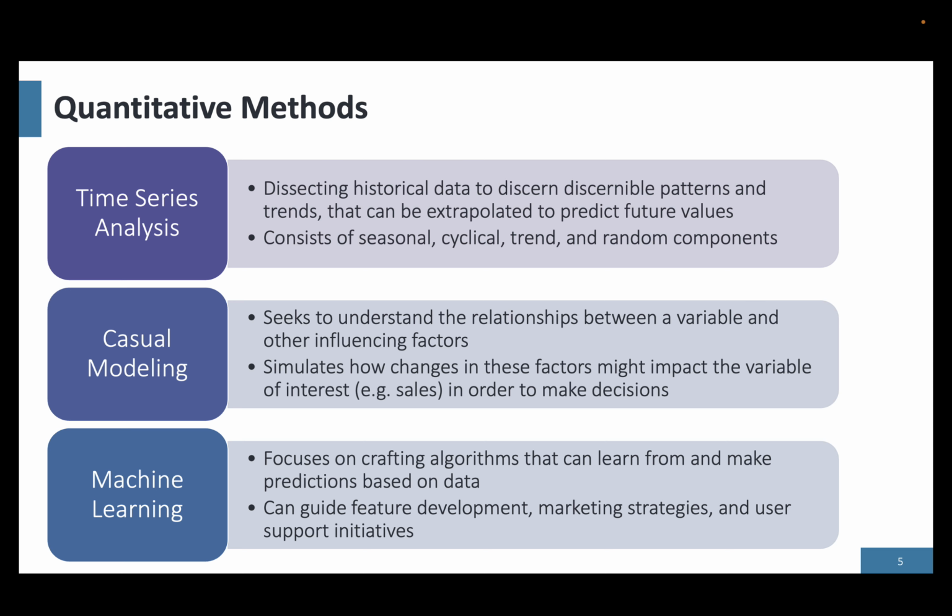The next key method in quantitative forecasting is causal modeling. So instead of just looking at the past data of the variable we're trying to forecast, it will look at the relationship between that variable and other influencing factors. For example, a car manufacturer might develop a model that considers GDP growth, fuel prices, and interest rates to forecast car sales. The manufacturer thinks that these factors may be influencing sales. So by understanding how they can impact sales, the manufacturer can then make informed decisions about production and marketing.